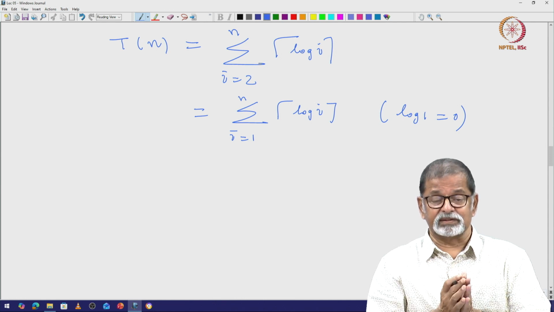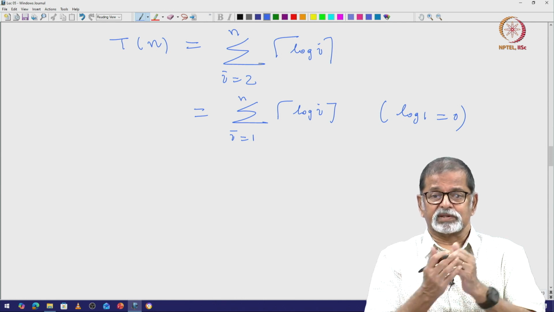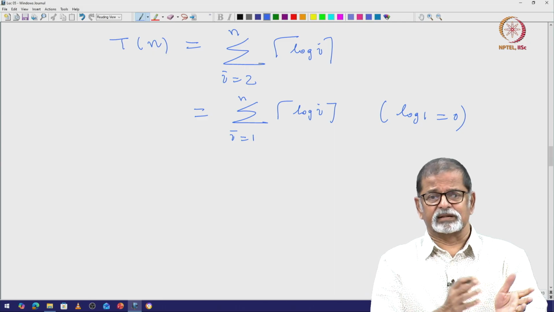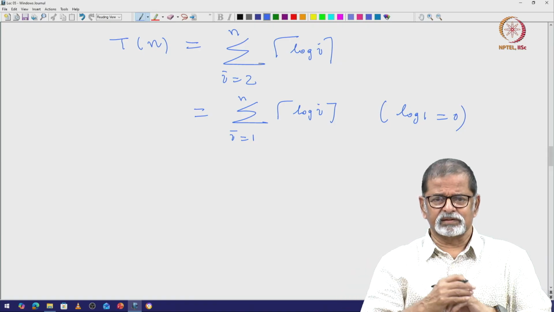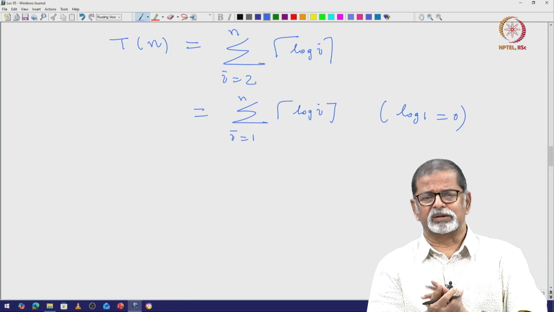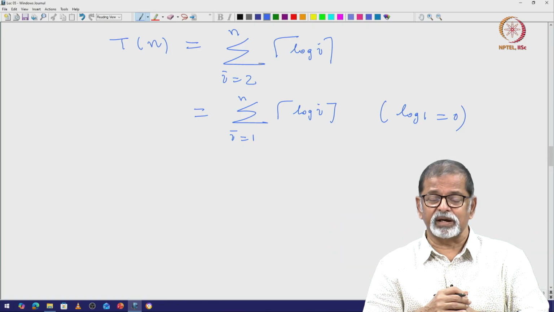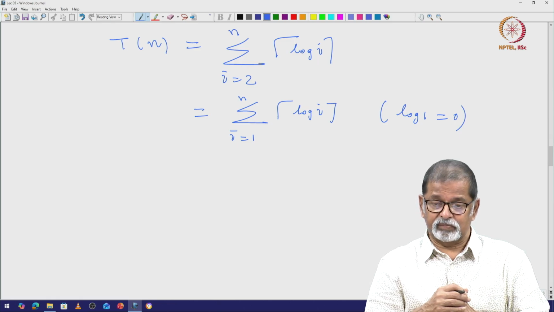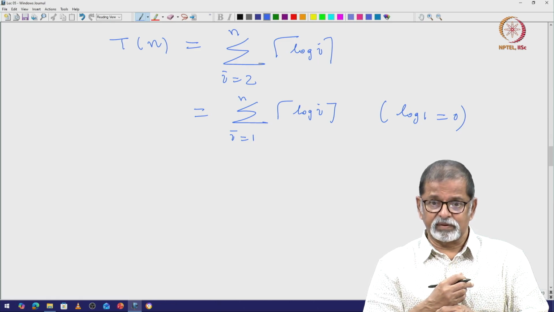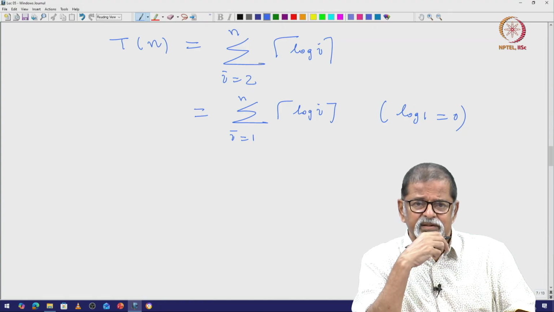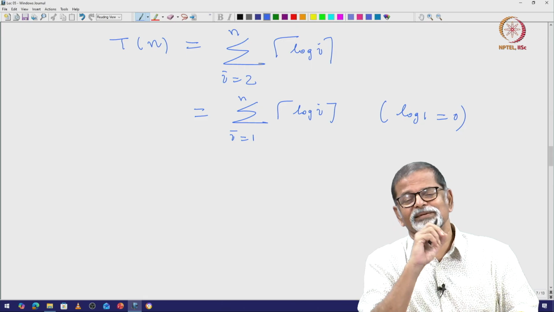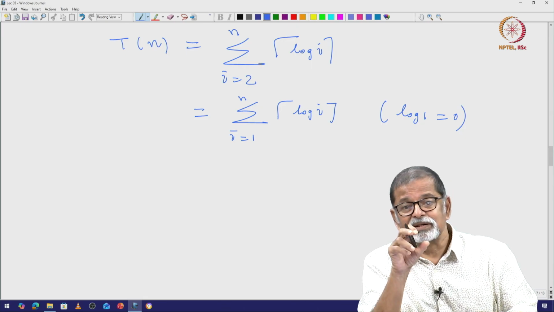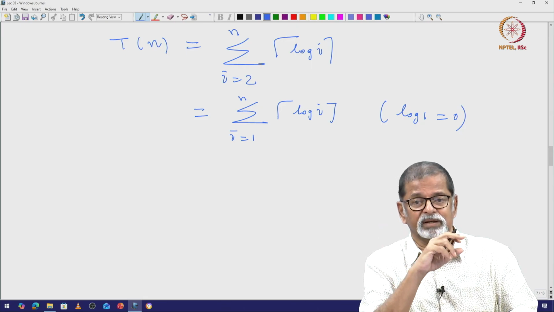How do I simplify this? If you simply look at it, there is nothing that is getting cancelled or simplified, and this is a very complex sum of ceil values. But there is a very nice way we can simplify this. The key observation is that the ceil values of several of them are equal.